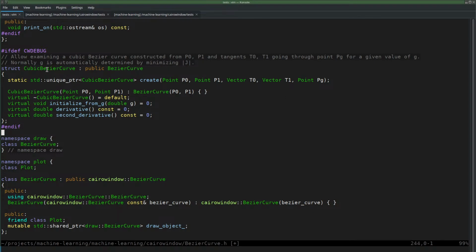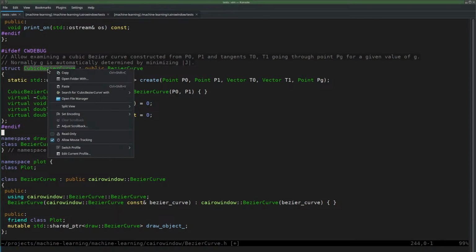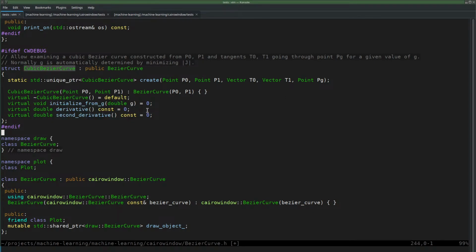So now we can call it from here, provided I have a cubic Bezier curve thing. I should get that by calling create. So somewhere we are calling create. That gives us an object which now has the virtual functions.